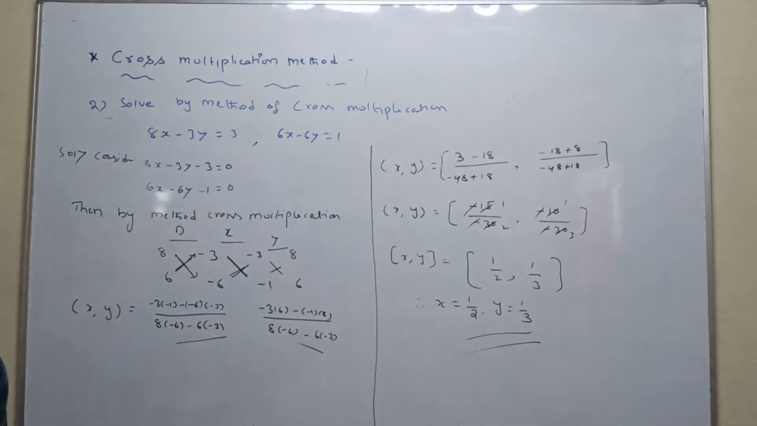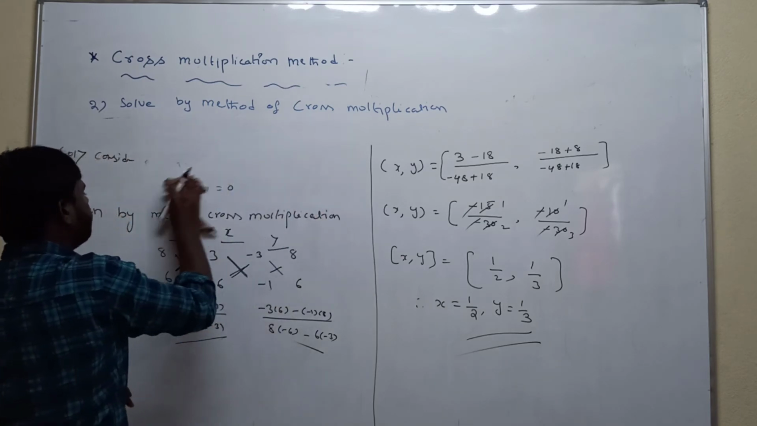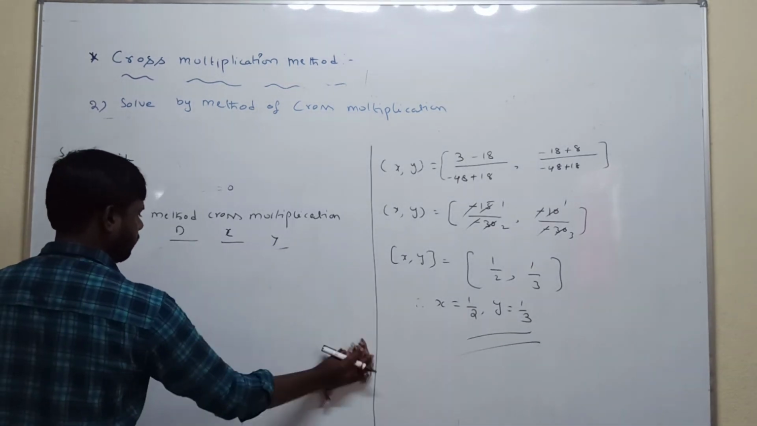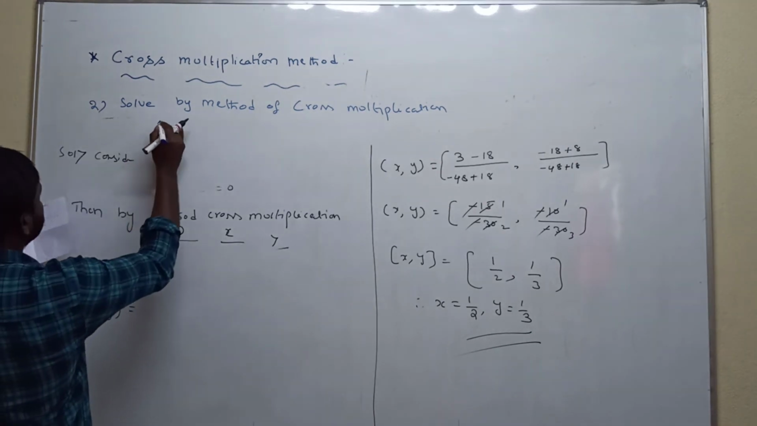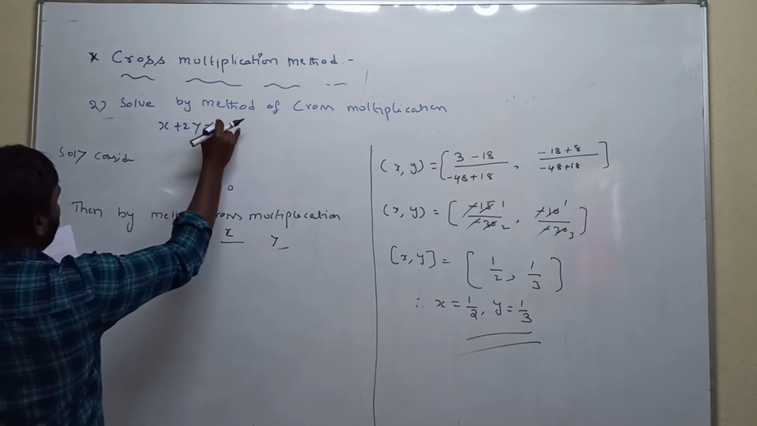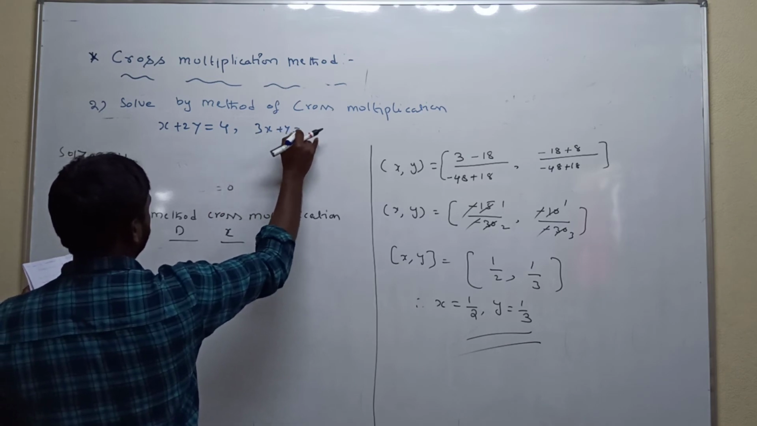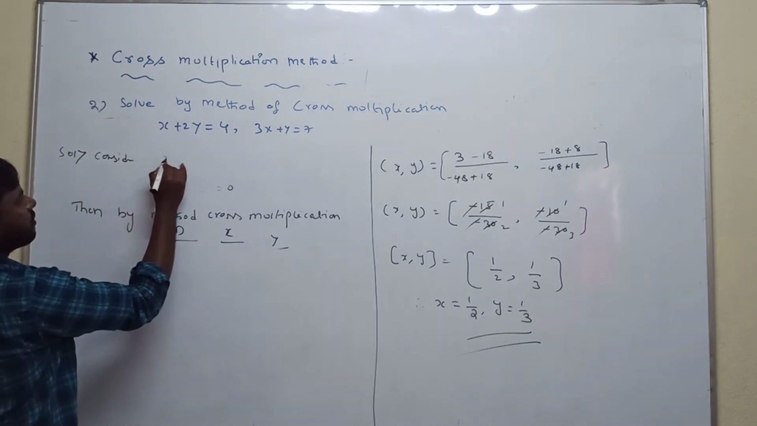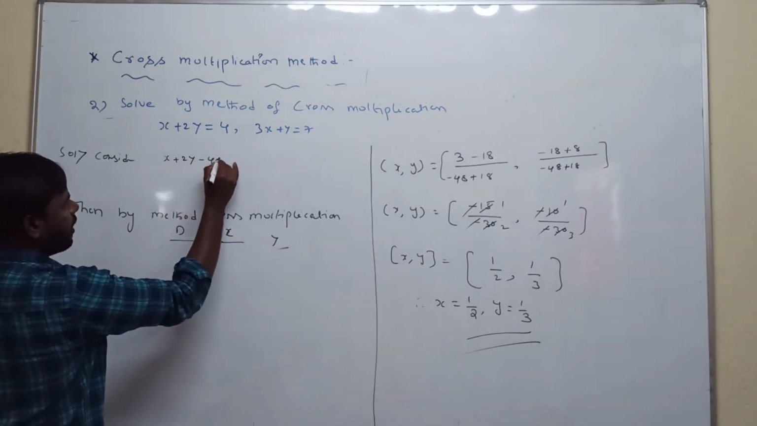Last final question. Third question is x plus 2y is equal to 4, 3x plus y is equal to 7. Both equations are not in standard form. That's why we rearrange the form. Plus 4 you take to this side as minus 4. First equation rearranged: x plus 2y minus 4 is equal to 0.